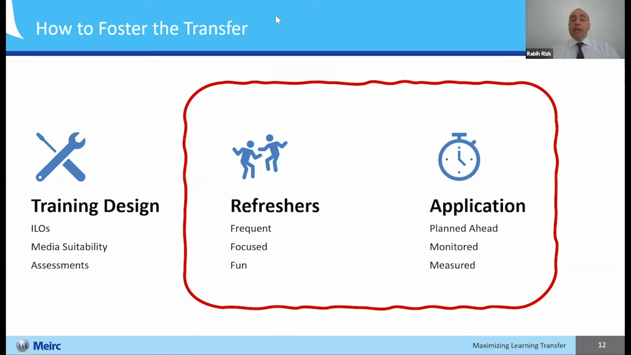In implementation or application, certainly those need to be planned ahead. They need to be monitored mainly by the line manager, and they need to be measured for effectiveness. So this is what I'm going to focus on during this webinar.